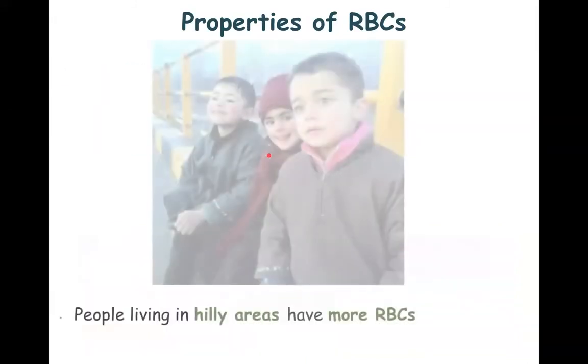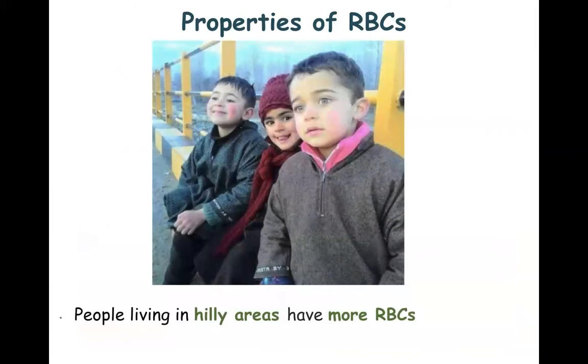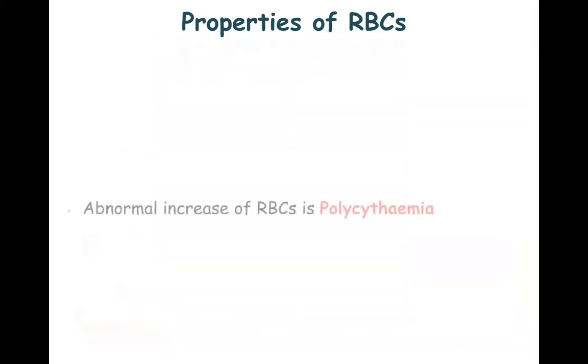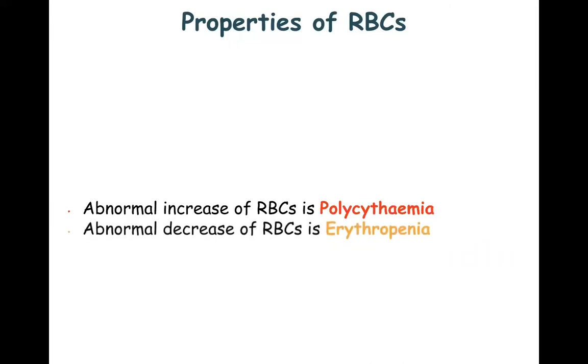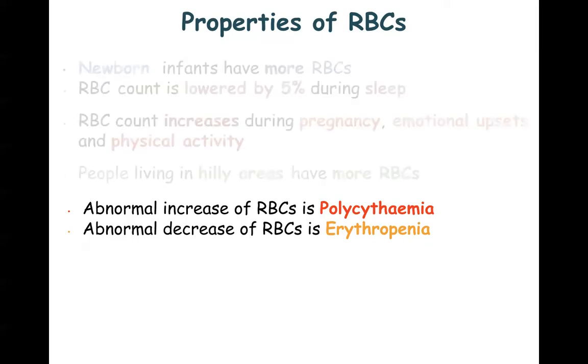Now, another thing about RBC count is that when people live in hilly areas, the amount of oxygen present in the atmosphere is less. So the RBCs have to be higher to absorb whatever amount of oxygen is available to them. So RBC count is much higher for people living in hilly areas. Abnormal increase of RBCs is called polycythemia. Abnormal decrease of RBCs is called erythropenia. So these are the two defects associated with the abnormal increase or abnormal decrease of RBCs.